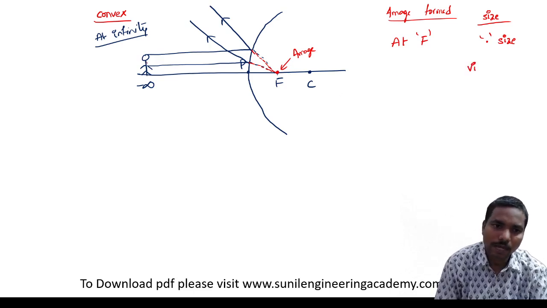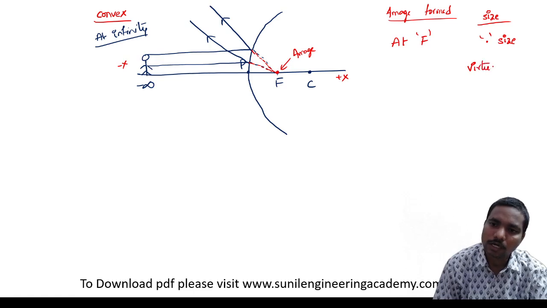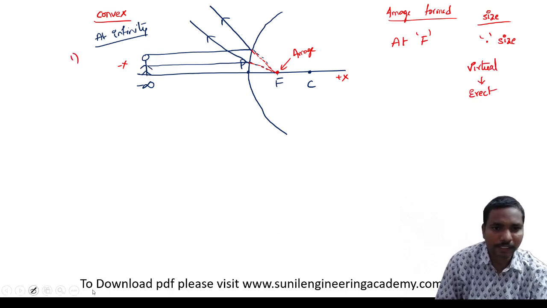Correct? The object you are placing is in the negative x axis, and the image formed will be in the positive x axis. So it is virtual, in the opposite axis. All virtual images will be erect. Okay, that is the first point in the convex.